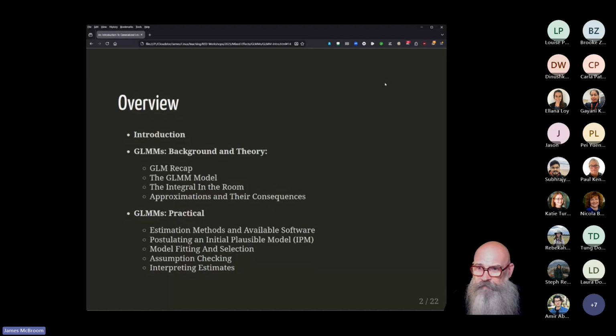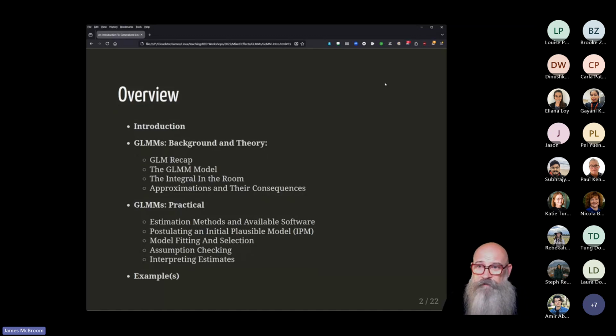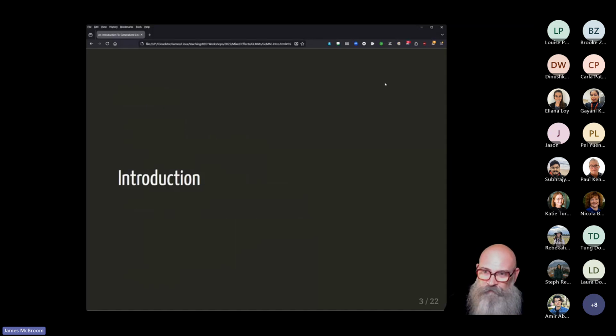How we then go about interpreting the estimates from the final model after we've gone through the model fitting, selection, diagnostic, and refitting, reselecting, re-diagnosing process. Once we get to the final model we're interested in, how do we then interpret those estimates? Then, time permitting, and time will permit, I guarantee it, we'll have a look at a couple of examples.